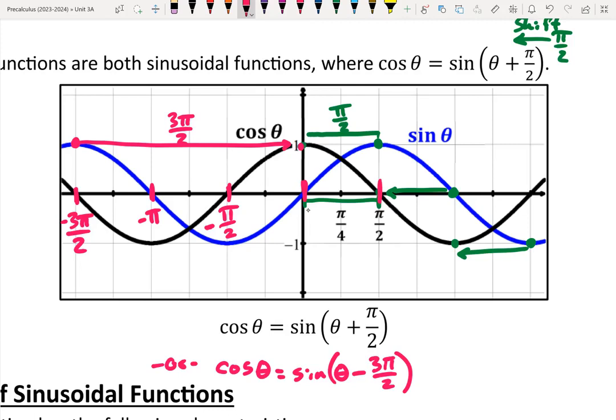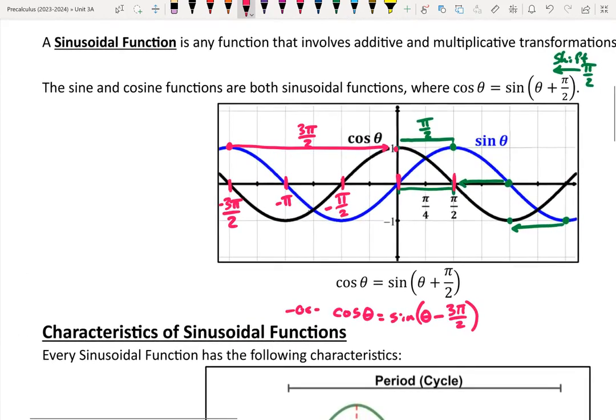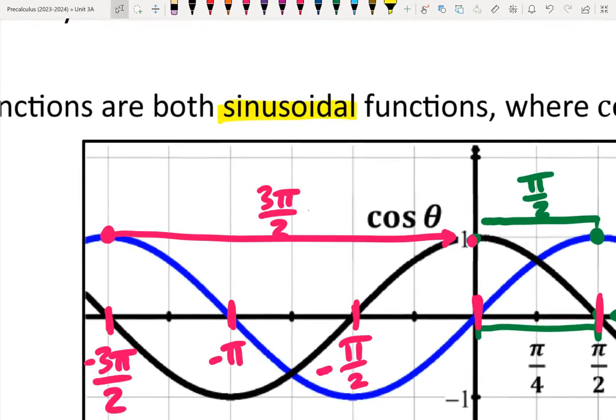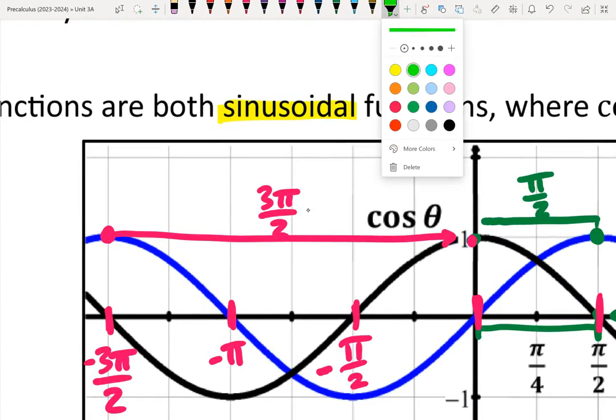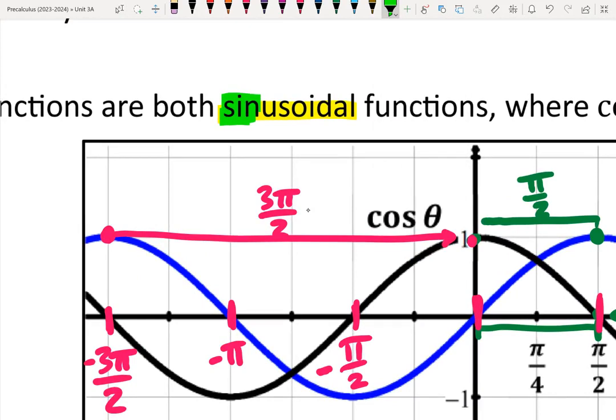And so, since they're pretty much the same exact function, just shifted apart, we give them that umbrella title of sinusoidal functions. It's a very interesting word, sinusoidal, but that's what they would be. I don't know exactly all the root and everything, but I do know that it has that root of sine in it, right? So sinusoidal functions are any function of sine or cosine.